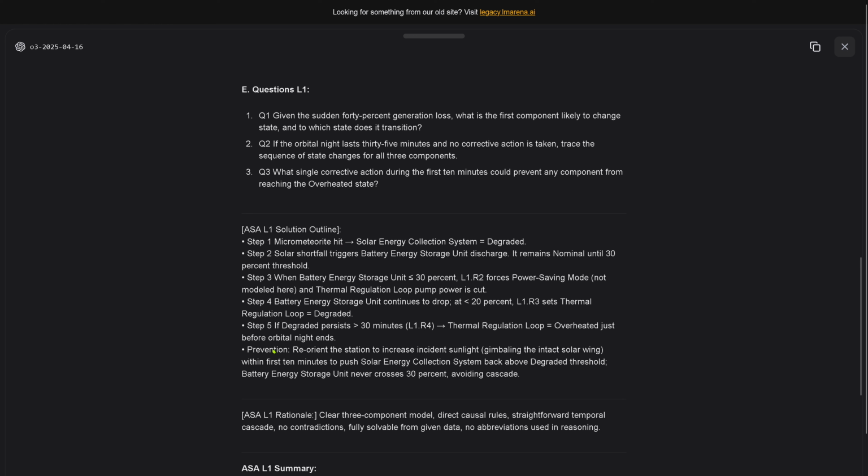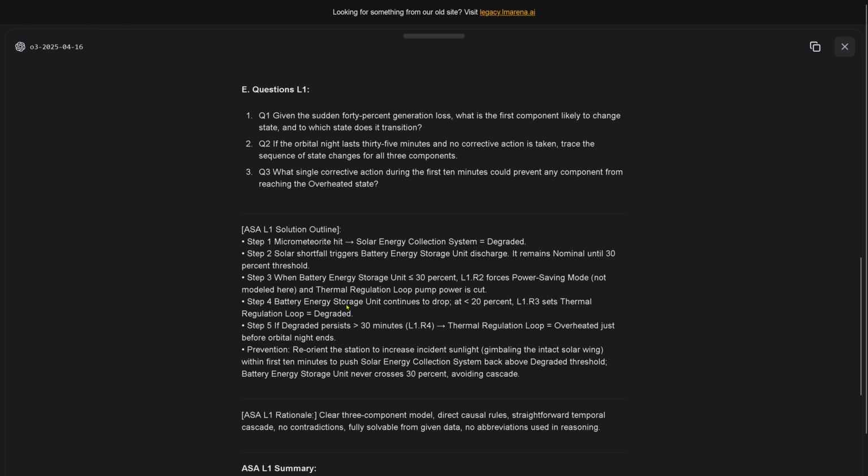So step 1, 2, 3, 4, 5. AI tells me, if I have a micrometeorite hit, the solar energy collection system is degraded, and the solar shortfall triggers the battery energy storage unit discharge. It remains nominal until the 30% threshold. But when the battery energy storage unit is less than 30%, according to rule 2, it forces a power saving mode and the thermal regulation loop power is cut.